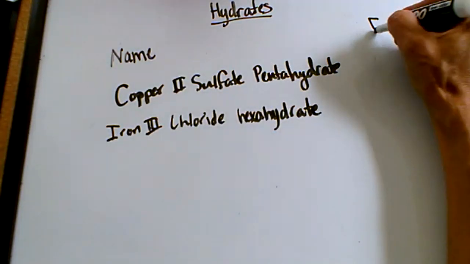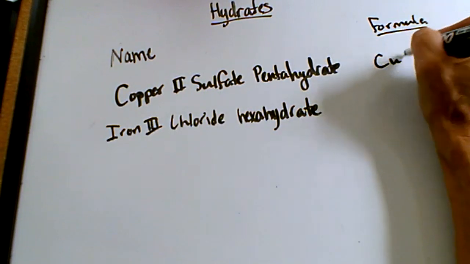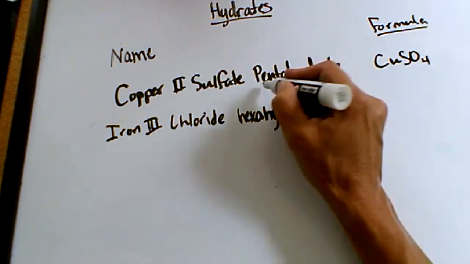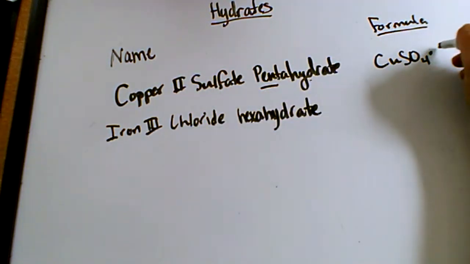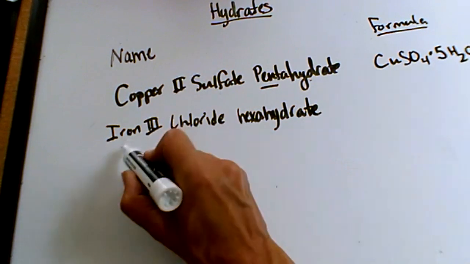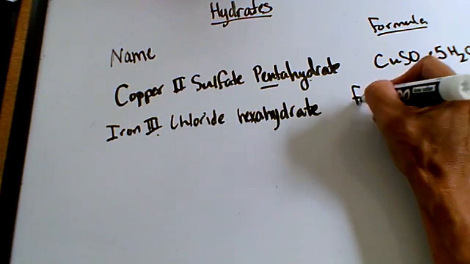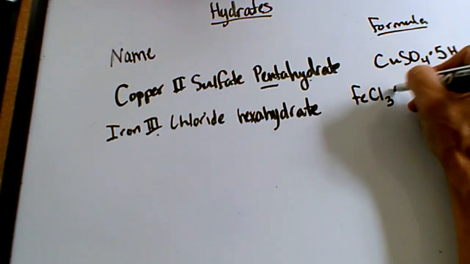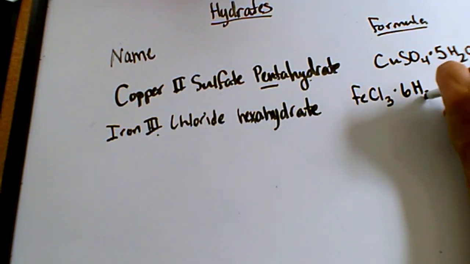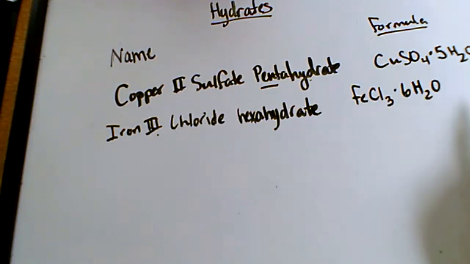Copper(II) sulfate has a formula, right? Copper(II) sulfate. Now pentahydrate, okay? Iron(III) chloride hexahydrate. All right, iron(III) chloride hexahydrate. You can imagine a monohydrate, dihydrate, trihydrate, tetrahydrate, etc.